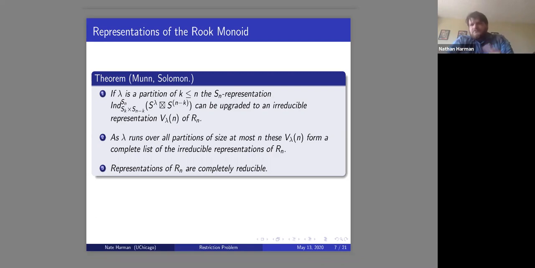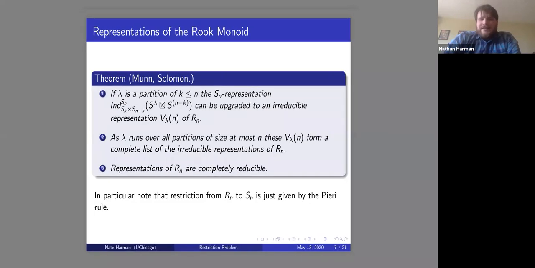So that's a theorem. And then I want to point out something relevant for us: this restriction from Rn to Sn is really easy. Because as I said in the first part, as symmetric group representations, these are really just induced from this S lambda times something trivial. So it's just the Pieri rule. So restricting from Rn to Sn is combinatorially easy.